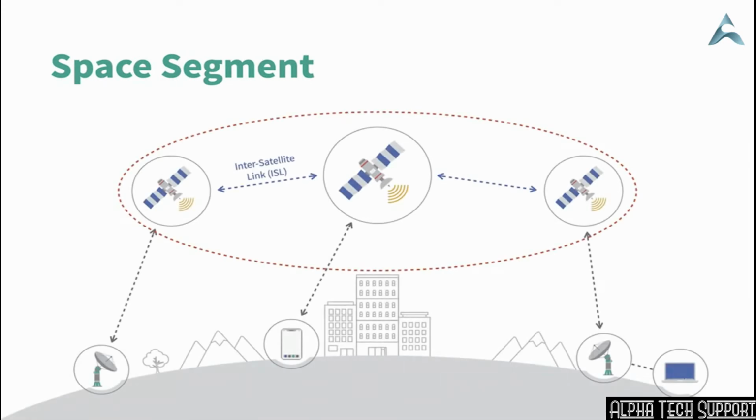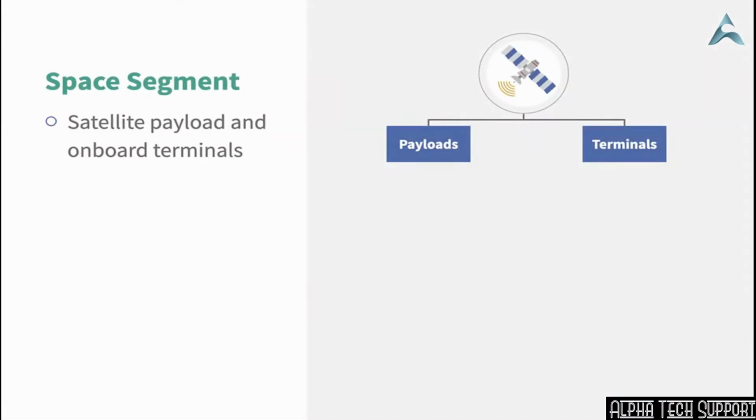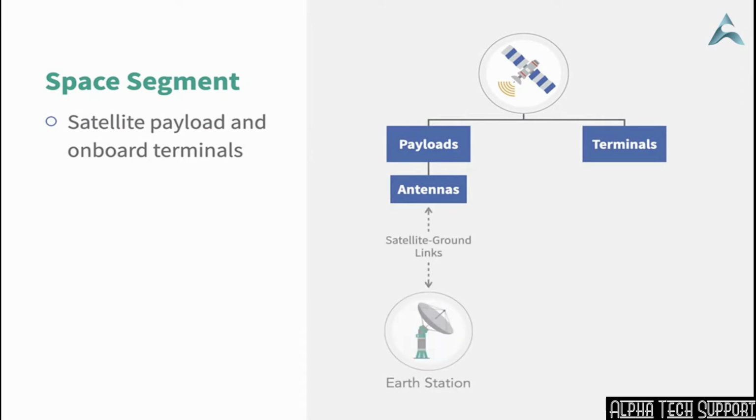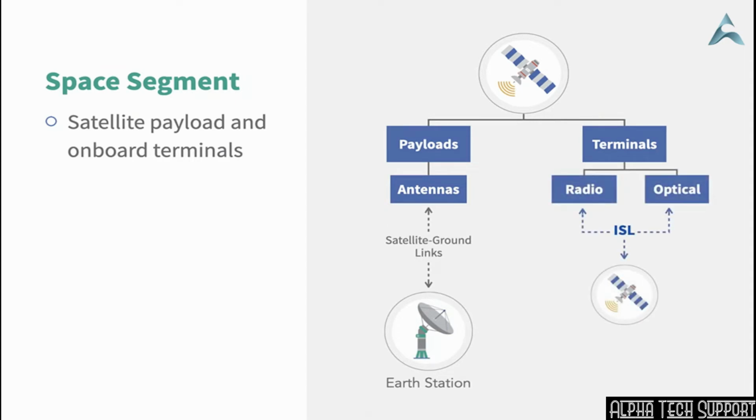A space segment consists of one or more satellites in space. Satellites in space can communicate with each other through inter-satellite links. A satellite has a payload and onboard terminals. The payload is an onboard module using antennas for producing and transferring data with Earth stations. Inter-satellite links can be radio or optical links that can be used to transfer messages between the satellites in space.